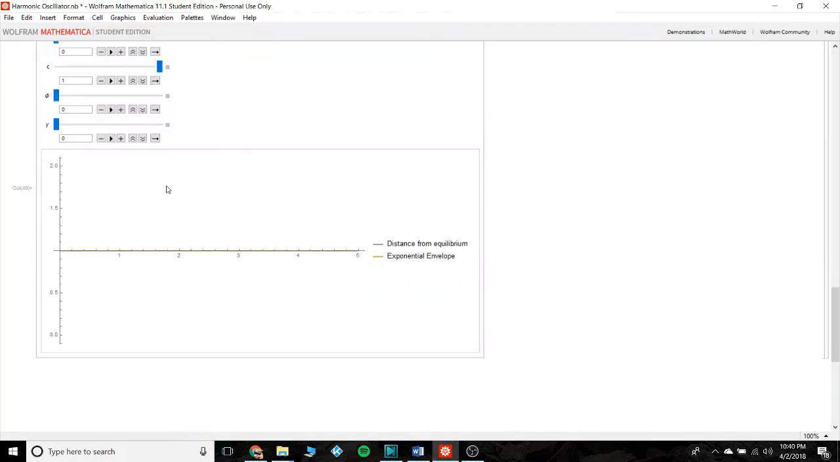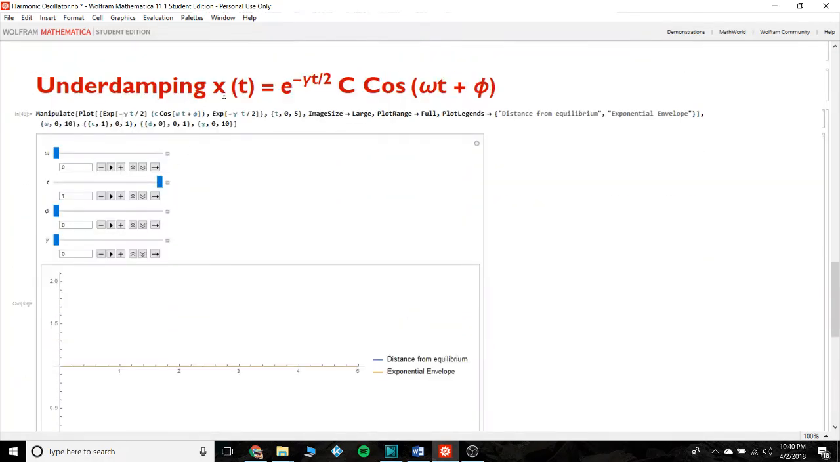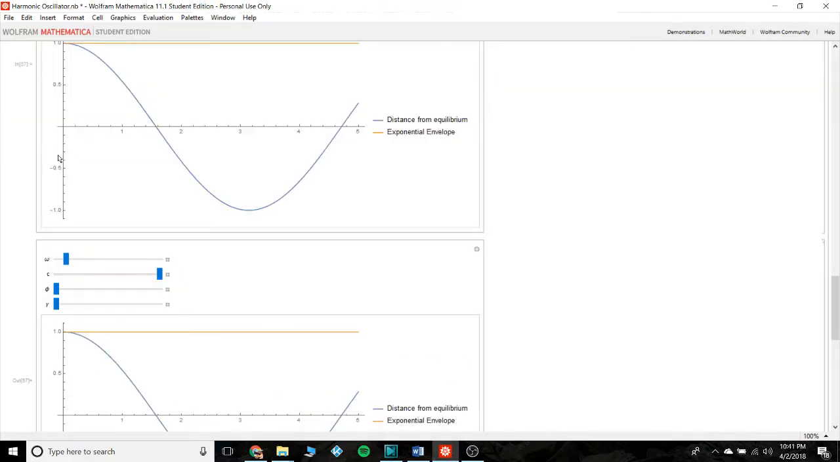Now let's do the most interesting case, the underdamped case. Okay, so this was the equation we got for that. And we did some trig identities and things like that. We'll see what happens. Okay, so omega is the natural resonant frequency of our material. Let's make that 1, just so we have something there.